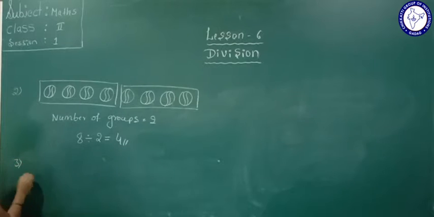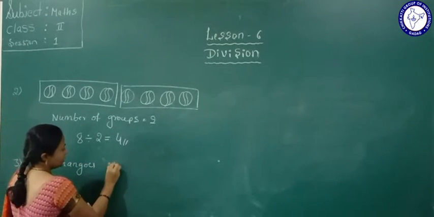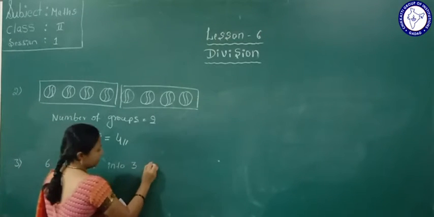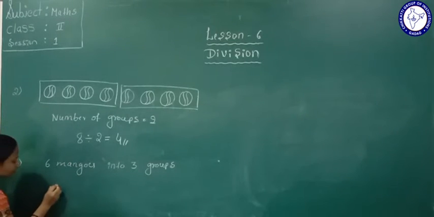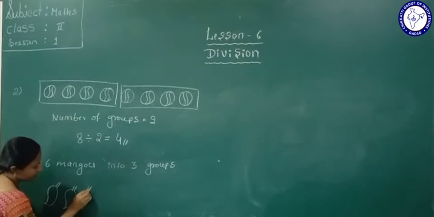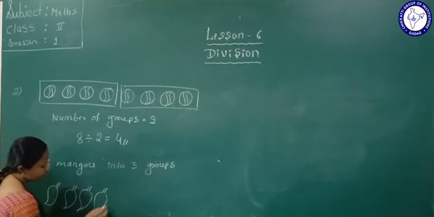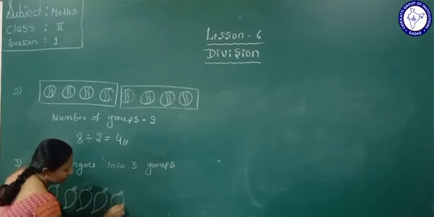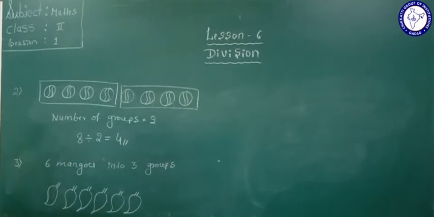So next one we are going to, that is the third one. They have given 6 mangoes into 3 groups. Into how many groups? Into 3 groups. Yes, we'll start now. 6 mangoes. 1 mango. This is the second one. Third one. Fourth one. Fifth one. Sixth one. There are totally 6 mangoes.